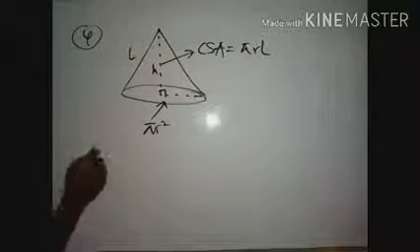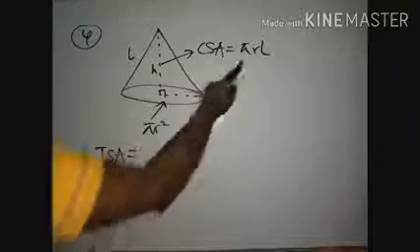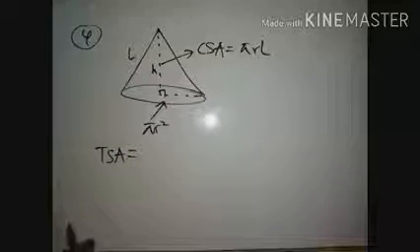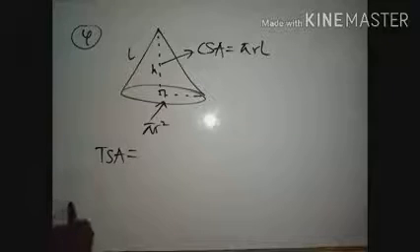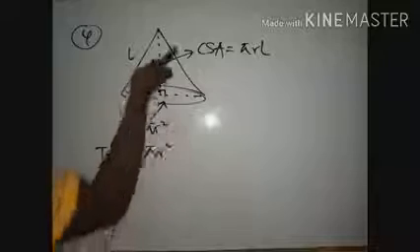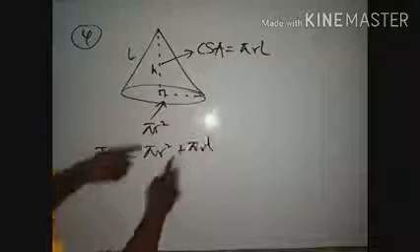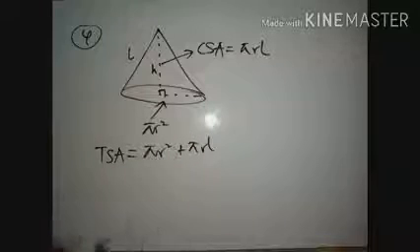So if they ask me to find the curved surface area, that's the only formula I will use. For me to find the total surface area, it will just be pi r squared, the area of this, plus the area of this, and that is pi r l. So whatever value they give you, just substitute it inside, and you are done. That will be all for today.